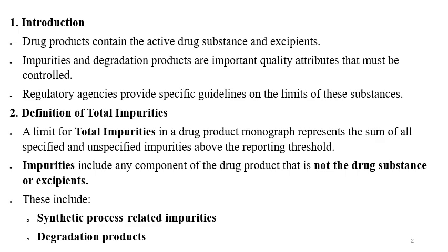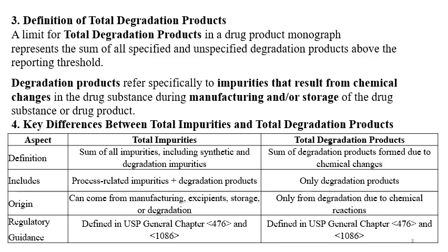Impurities include any component of the drug product that is not the drug substance or excipients. It is the simple definition of impurities. It is not a part of the composition. It is not a part of the components. And these impurities may be process impurities, or they may be formed because of the degradation of the actives. So you can say the types of impurities are synthetic or process related impurities and the degradation impurities or degradation products.